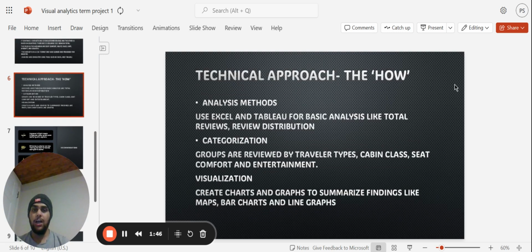Technical approach. The analysis method. I used Excel and Tableau for basic analysis like total reviews, review distribution, and categorization. Groups are reviewed by traveler types, cabin classes, seat comfort, and entertainment. Visualization. I created charts and graphs, such as maps, bar charts, and line graphs, to summarize my findings.